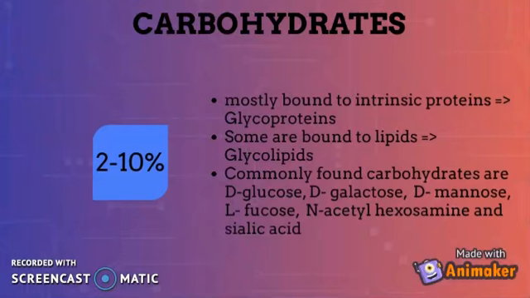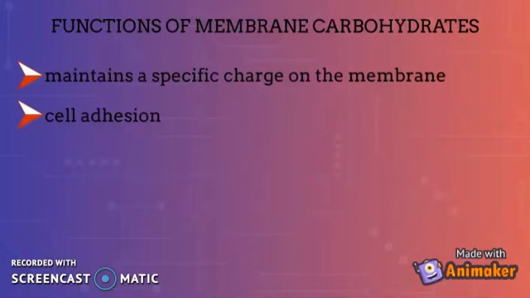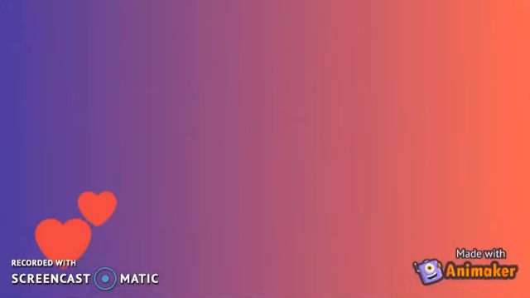Now, let's see carbohydrates. Carbohydrates are 2 to 10% of the plasma membrane. They form glycoproteins and glycolipids by combining with proteins and lipids. Here are some examples of carbohydrates. Their main function is to maintain charge and cell adhesion.